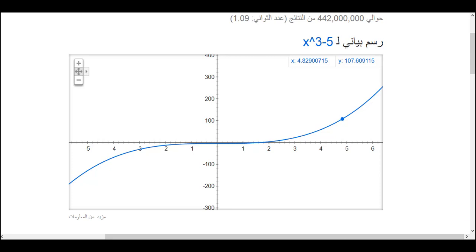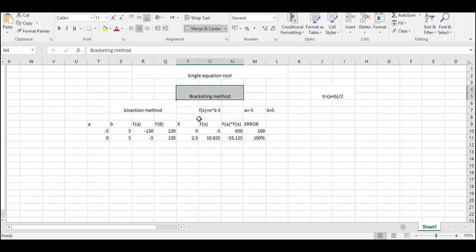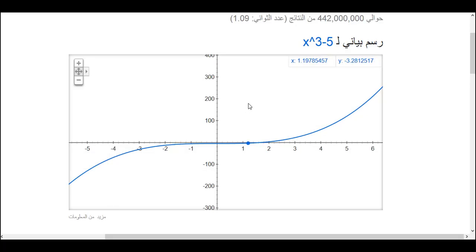The first method is called the bracketing method, and the other method is the open method. I mean here, in the bracketing method, we are given two variables, two constants. The two constants give me an interval.